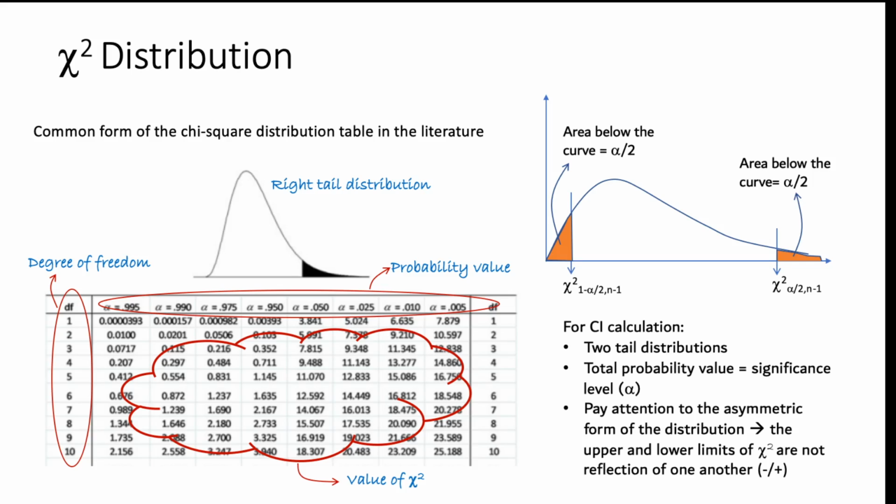To calculate the confidence interval, we need the lower and upper limit of the chi-square. Since we need a two-sided probability, the value of the significance level that was set before the calculation should be divided by 2, and the same on the left and on the right. Note that because of the asymmetric shape of the distribution, the lower and upper bound of the chi-square are not a reflection of each other.